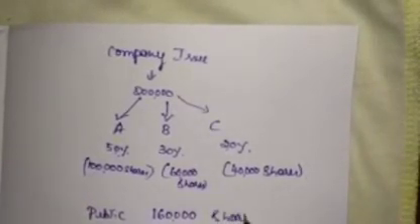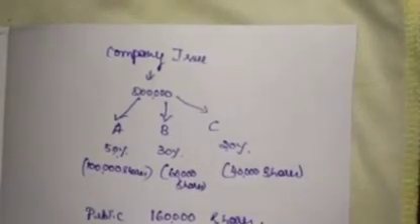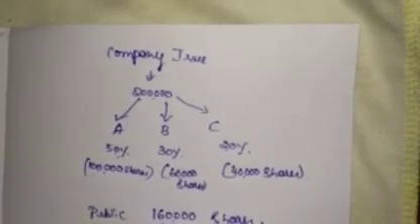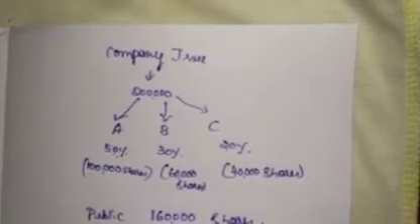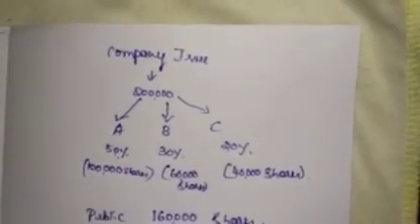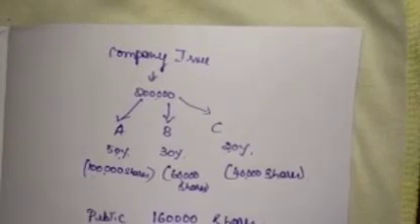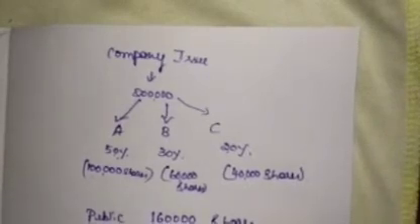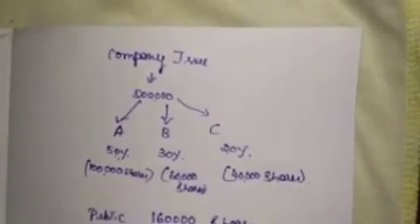Out of the 1,60,000 applications received from the public, 45,000 shares had the stamp of A, 30,000 shares had the stamp of B, and 25,000 shares had the stamp of C. So all these are called marked applications.